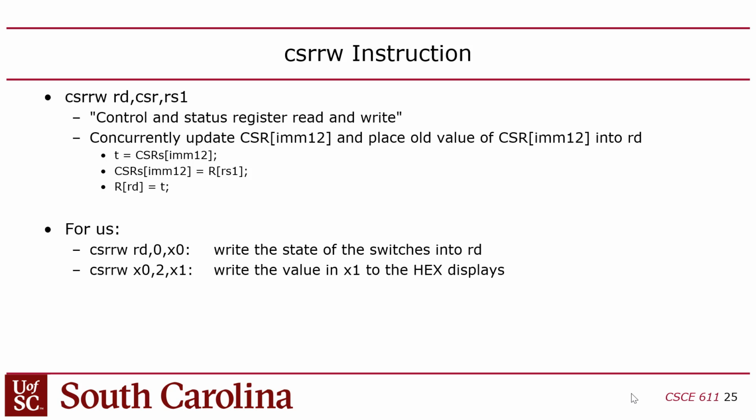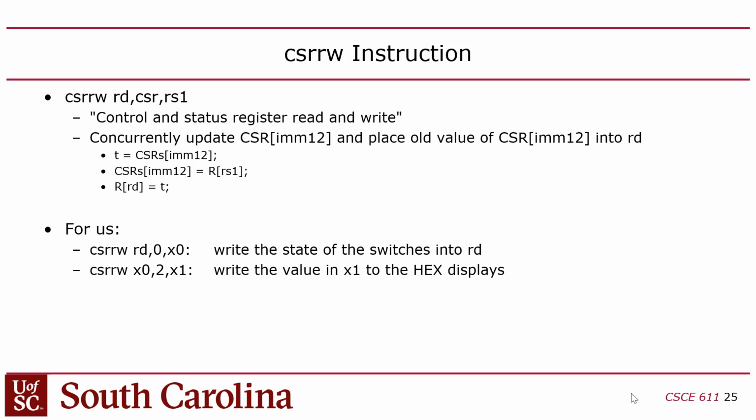Okay, then there's the CSRRW instruction. The way we used to do this with MIPS, just to give you an idea of why we switched to this, is we used to reserve register 30. We created a special register file where if you wrote to register 30, it would update the hex displays. And if you read from register 30, it would give you the switch values. But that was wildly confusing for everyone because the read and write behavior of register 30 was different. And it was kind of arbitrary. No one was happy with that.